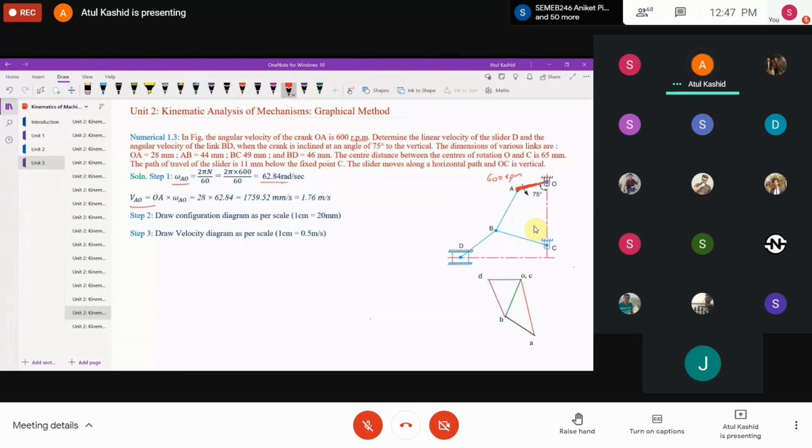Then similarly, we have to calculate the velocity of A with respect to O, the linear velocity. It is the radius multiplied by the angular velocity, 28 multiplied by 62.84, and we're going to get 1.76 meter per second, right? So this is the very simple first step. We have to calculate the angular and linear velocity of the input link. Then draw the configuration diagram as per the scale. Select a suitable scale and draw the configuration diagram. Now we'll jump directly to the velocity diagram, right?